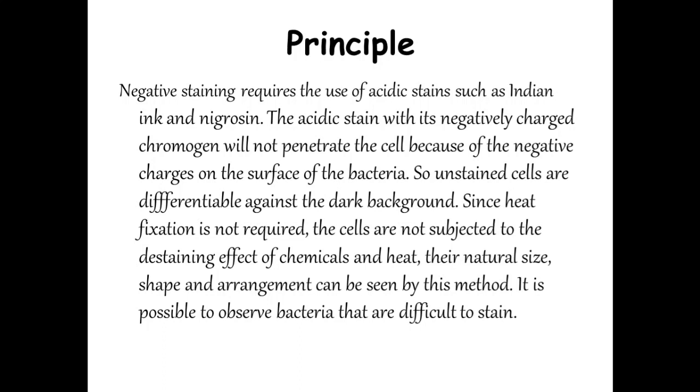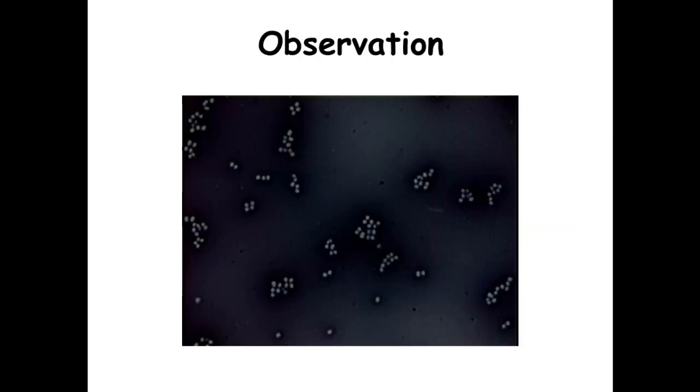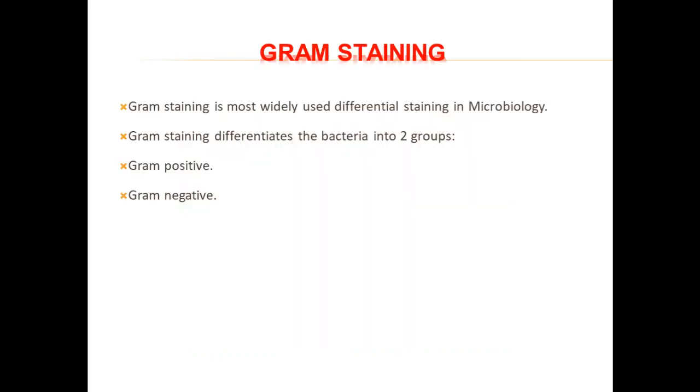And in negative staining, there is no heat fixation. Generally, there is no process of heat fixation in the case of negative staining. This is a clear image of negative staining, where through Indian ink or nigrosin, the background takes up the stain and the bacteria are colorless. So these are the two important forms of simple staining.